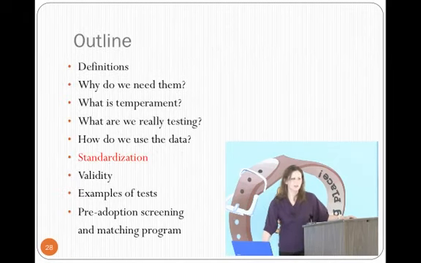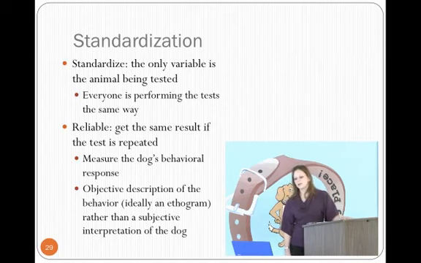Now let's look at standardization and reliability. And obviously these are very, very important things when we're looking at any type of testing on a broad spectrum. Standardizing says that essentially the only variable within the testing situation is the animal. So everything else in the situation has to stay the same. That means everybody's performing the test the same way, they're grading the test the same way, the test situations are set up the same way, things like that.